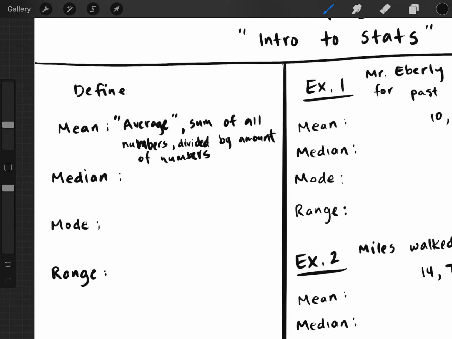The median, if you remember, you have all your numbers lined up, and it's just the number that's exactly in the middle. So let's just say number in the middle of data. And then the mode, the most basic way of remembering this is mo is a number we see the most.